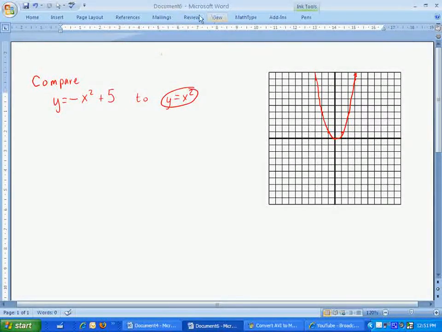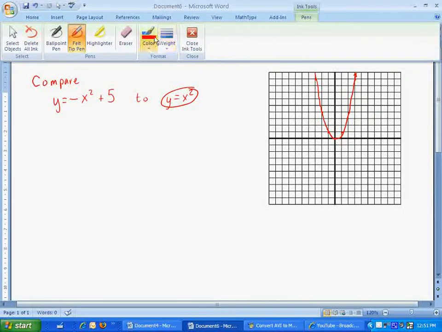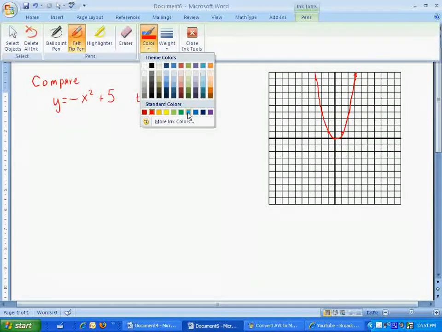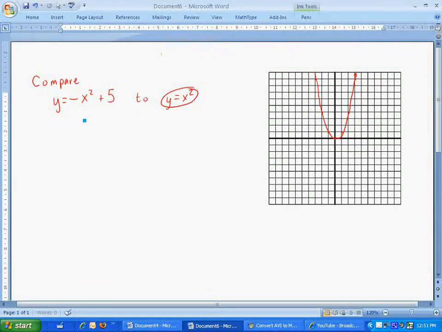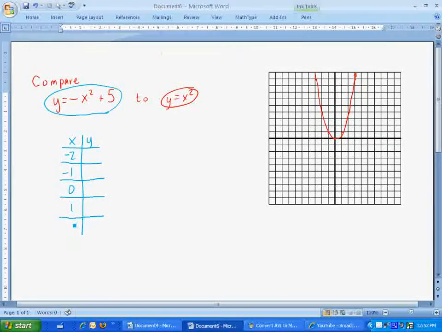Now I'm going to change so that I can do another color here for y equals negative x squared plus 5. I'm going to go ahead and make a table for this one. We'll learn other ways to graph later, but right now we're just going to worry about getting the basics using a table. So there's my graph, my table. I'll put the same numbers in as usual: negative 2, negative 1, 0, 1, 2.